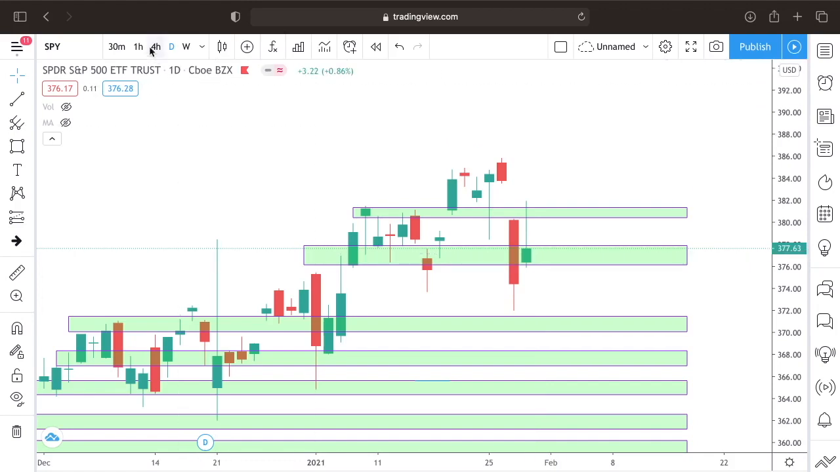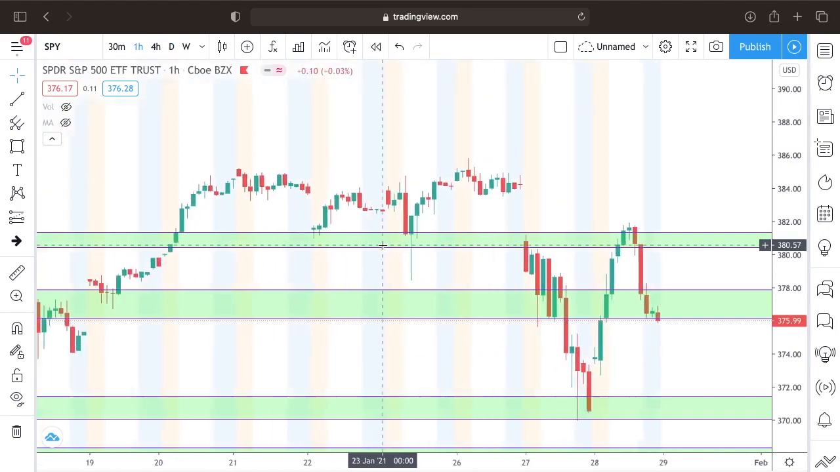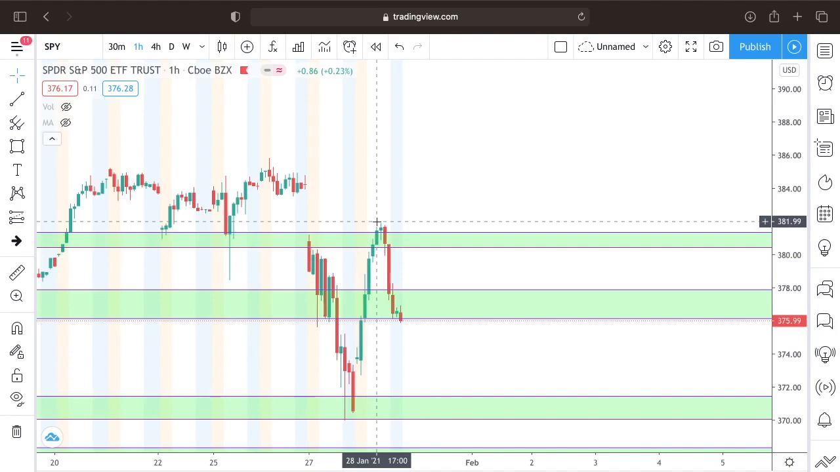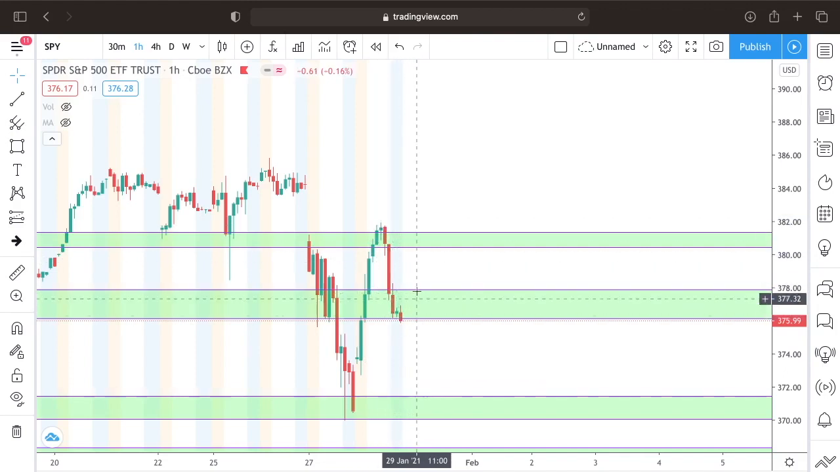Next, we'll take a look at the hourly time frame. So let's zoom out a bit over here. Over here, we had the big gap down, and then prices fell all the way and found support at this level over here. And then it went back up and encountered resistance at the old support level over here. And then after encountering resistance, prices fell back down over here. And right now, prices are finding support over here again.